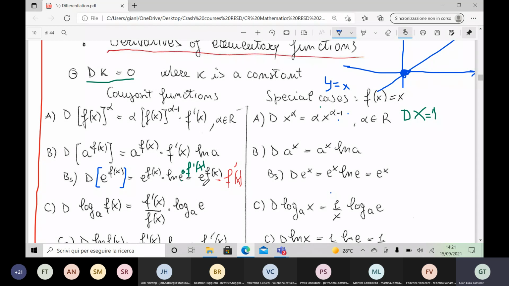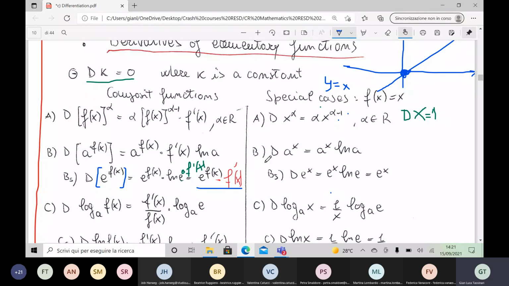So for this reason, in the special case in which a is equal to e, the formula is a little bit simplified. Why? Because you still have this term, which is e to the power f of x. You still have, obviously, f prime. But since ln of e is 1, you don't see here the term ln of a. But this was still a composite function. It's a special case in the sense that here, instead of having a as a general basis, you have a specific basis e.